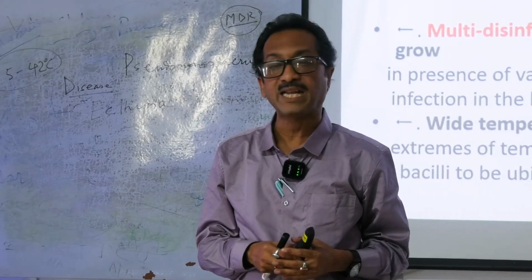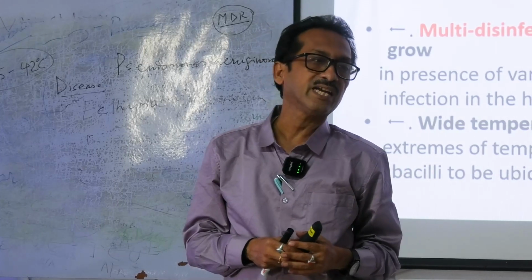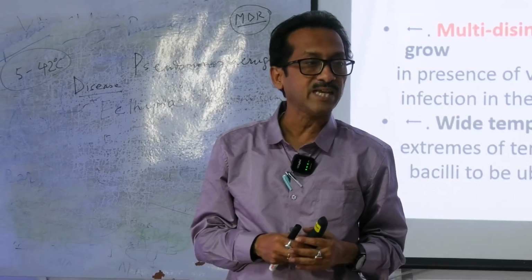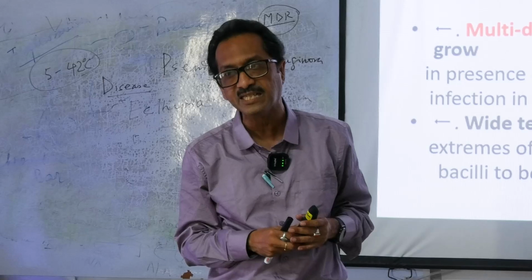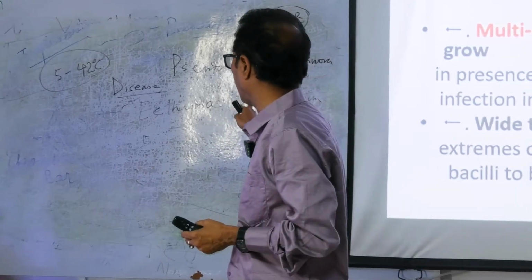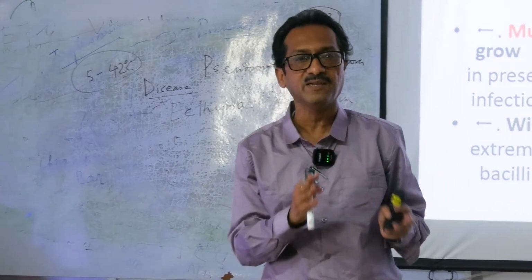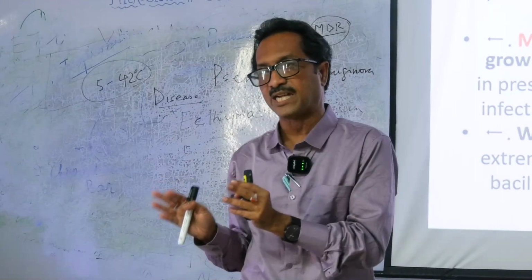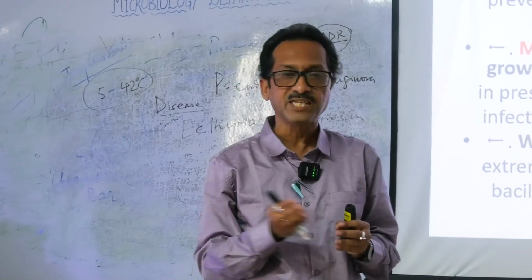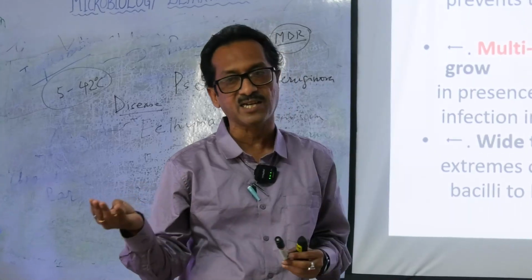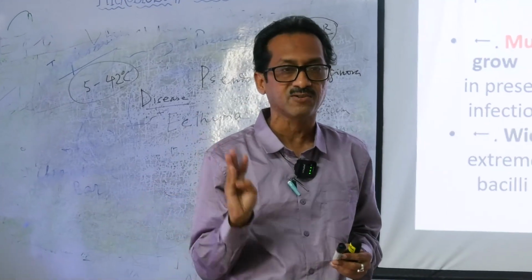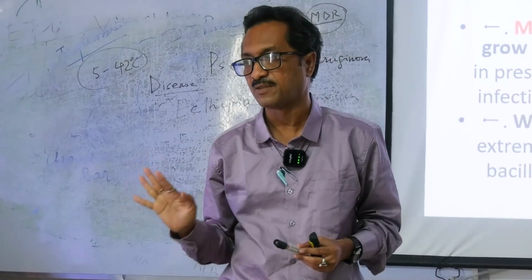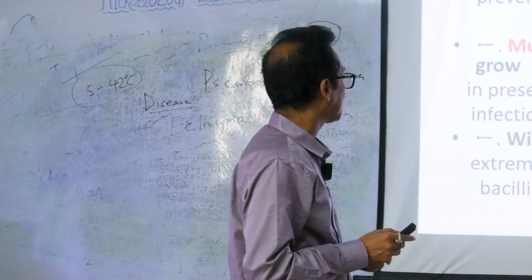Next, it can cause malignant otitis externa. It can cause ecthyma gangrenosum. Ecthyma gangrenosum is a skin disease caused near moist areas like the axilla and inguinal area. These are the common sites for ecthyma gangrenosum, and these two infections, malignant otitis externa and ecthyma gangrenosum, are typical of Pseudomonas.